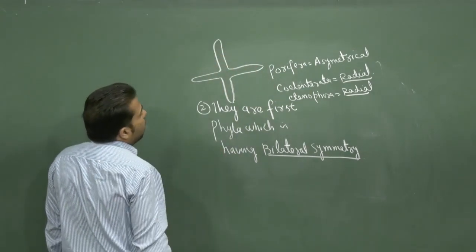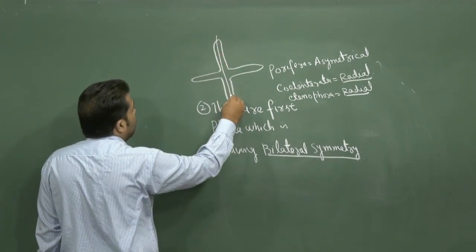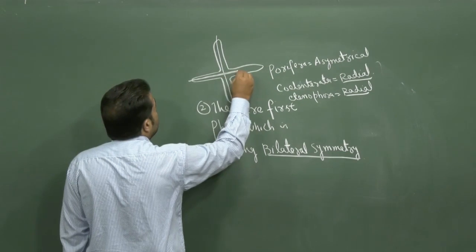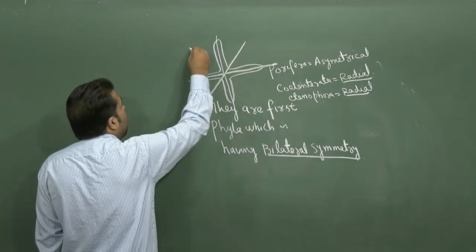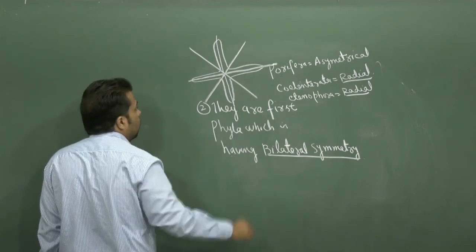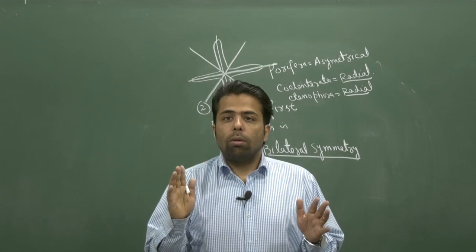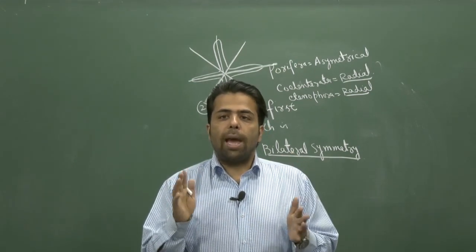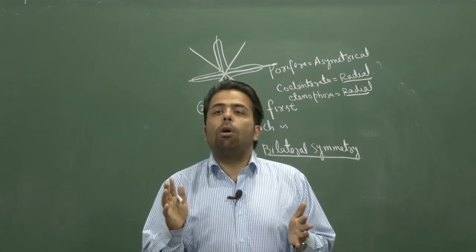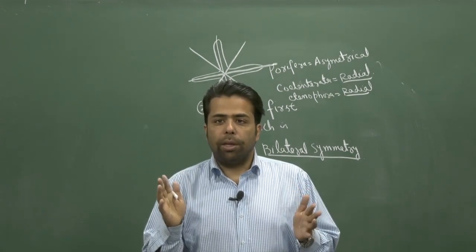If we want to cut this organism, we can cut it like this, like this, like this, and like this. But the organisms which have bilateral symmetry, we can cut them only in one plane, and that symmetry is called bilateral symmetry.